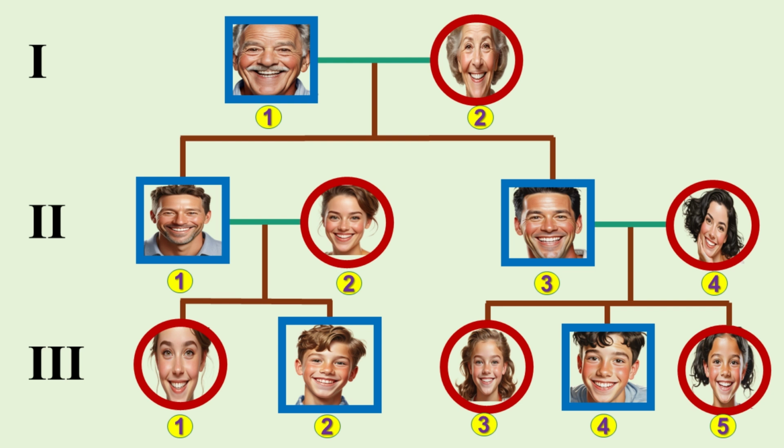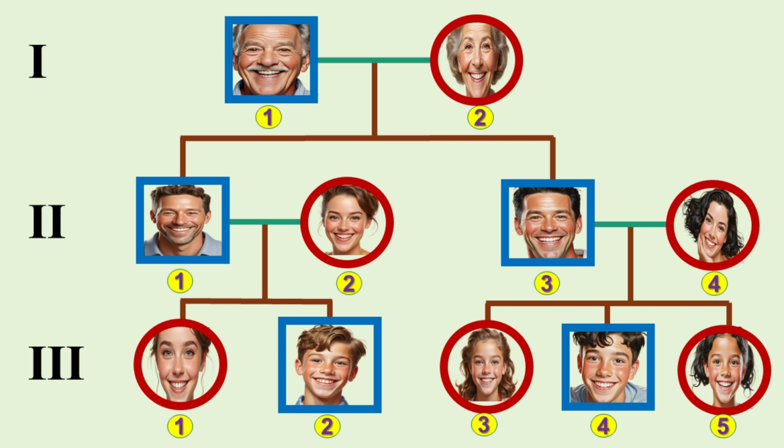Second, we have to give each individual a number. In each generation, regardless of their relationship, starting from left to right, we give each individual a number, starting with 1 till the end of the row of that generation. So generation I has 2 individuals. Generation II, restarting from 1, has 4 individuals. And the third generation, again restarting from 1, has 5 individuals.